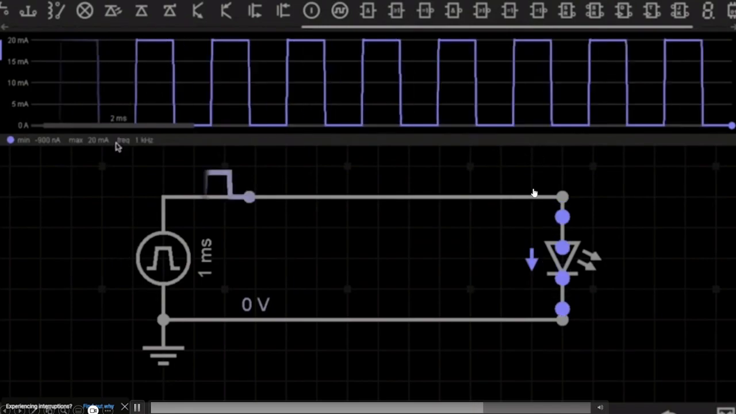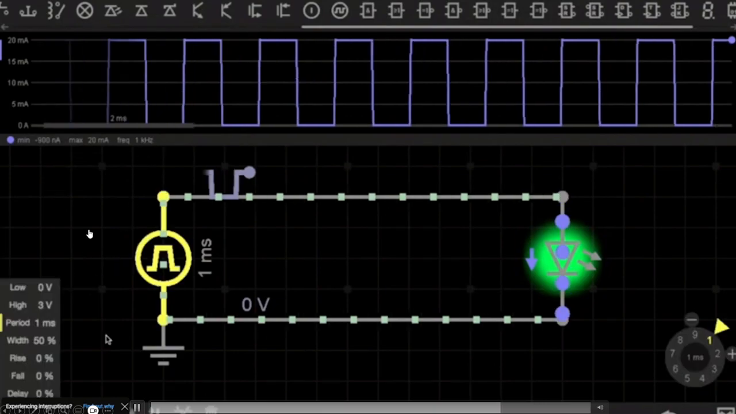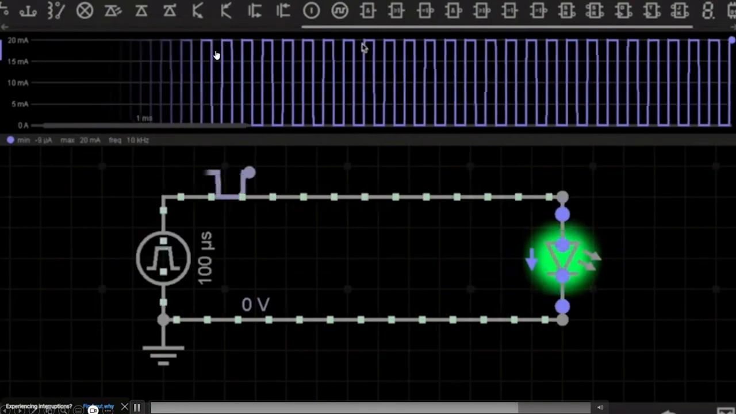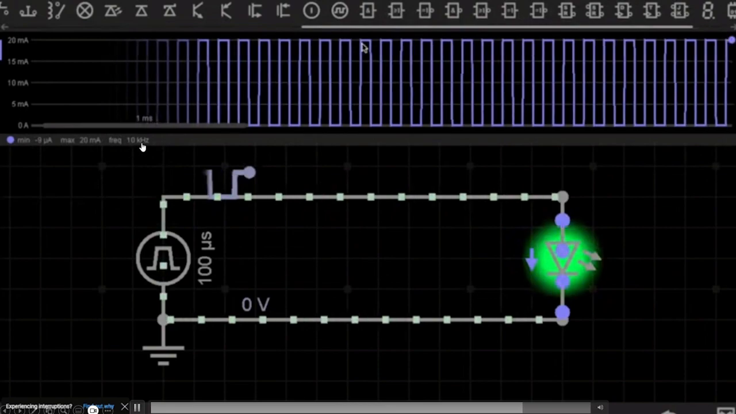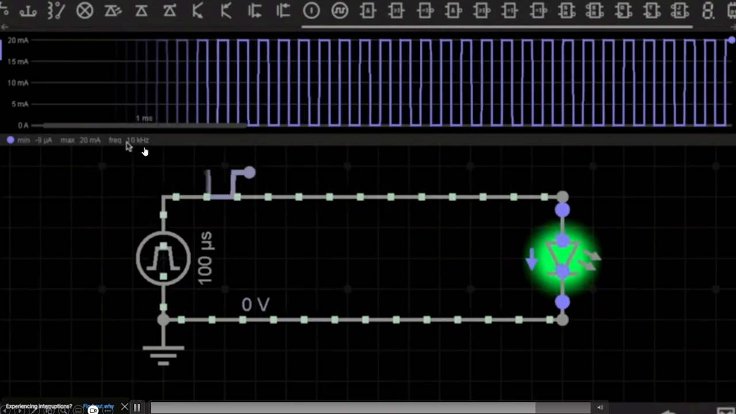The other thing to look at here is the frequency at which we're pulsing this circuit. Currently, we're pulsing it at 1 kHz. If I increase the frequency of these pulses, you can see that the pulses get much faster and appear shorter on the graph, although this is still 50% pulse width modulation. It's on 50% of the time and off 50% of the time. But now the frequency has gone from 1 kHz all the way to 10 kHz. And this means that we are pulsing this circuit 10,000 times per second.